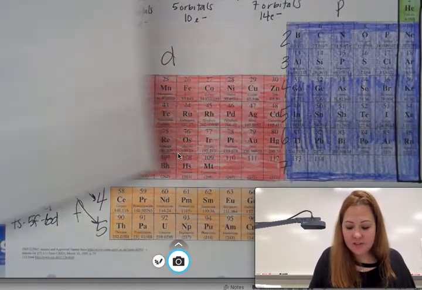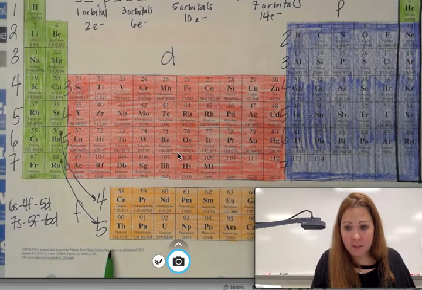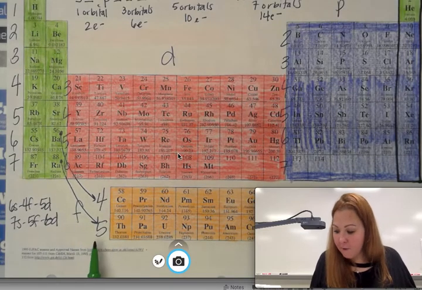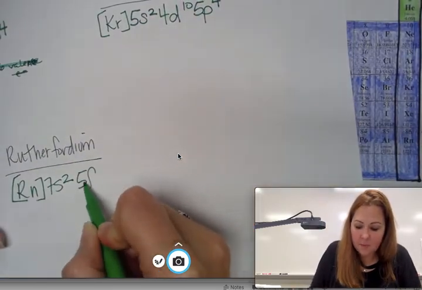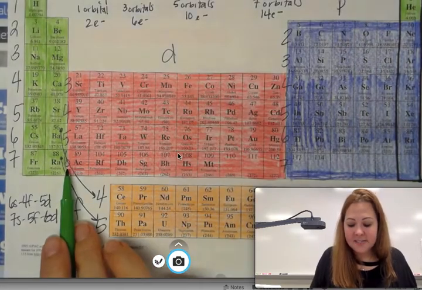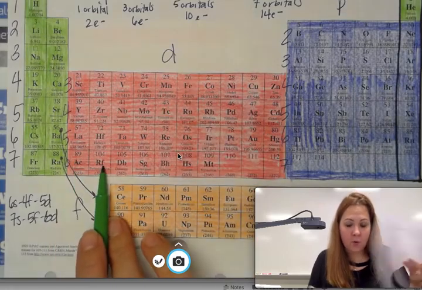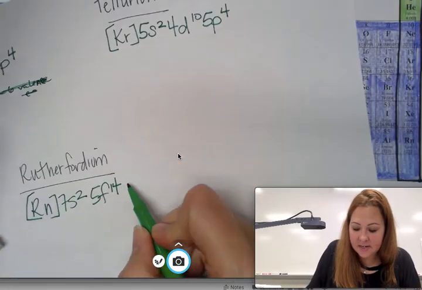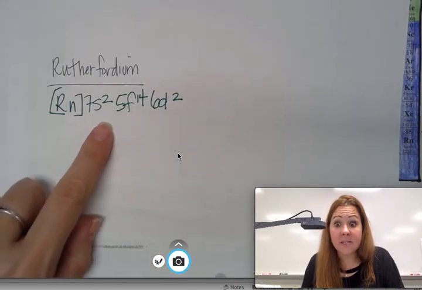After 7s2, I have to jump down here and pick up the F block. So when I pick up the F block, I would have 5f14 goes all the way across. After 5f14, I'm going to come back up here, and now I'm at 6d to get to rutherfordium. So I would have 6d2. So writing out rutherfordium like this is much easier.